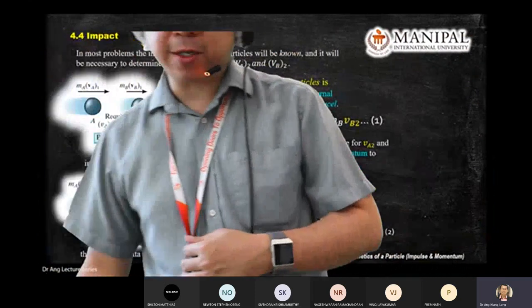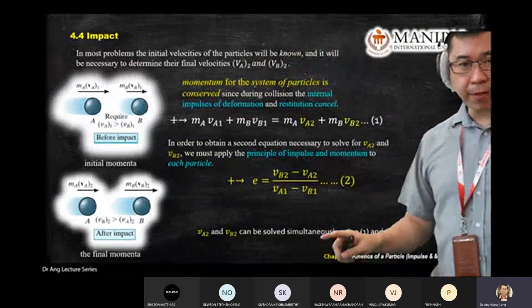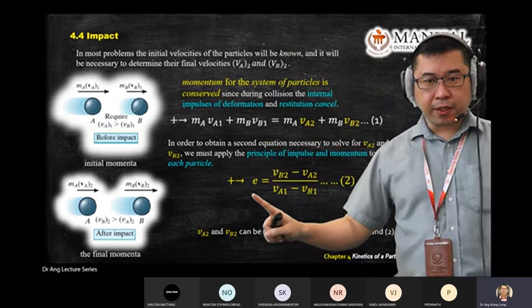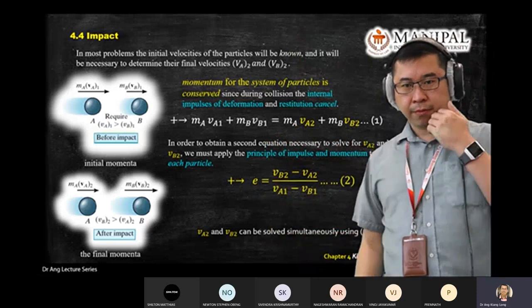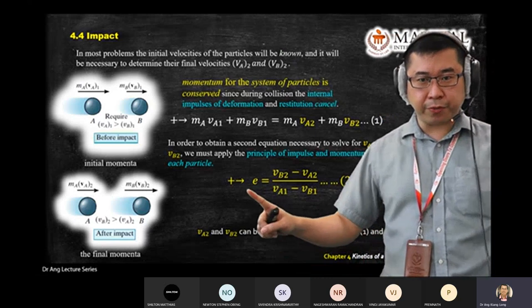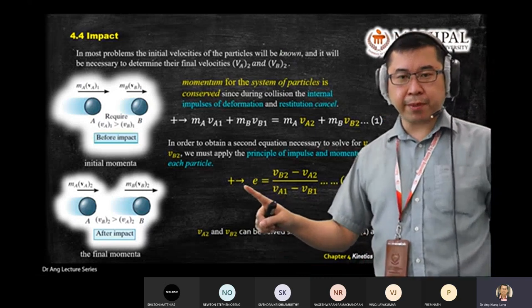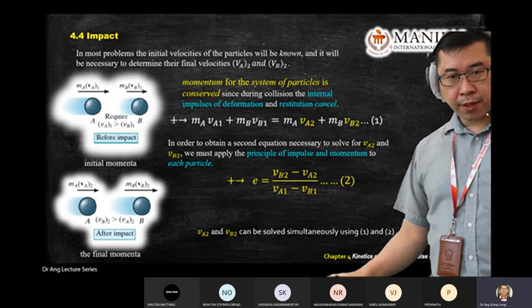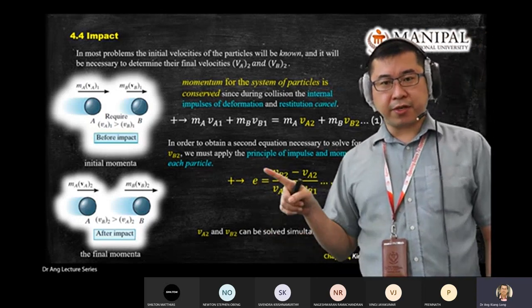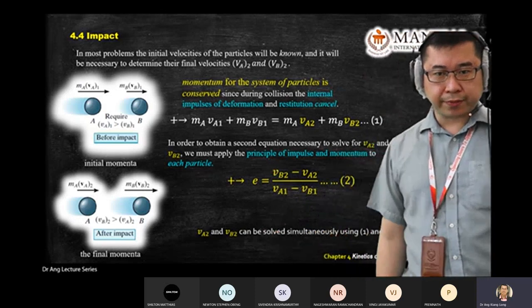You're actually solving simultaneous equations. Why? Because in this equation, you have two unknowns. This one also, you have two unknowns. So this one, you'll be given one number here. Right? It's in the range of 0 to 1.